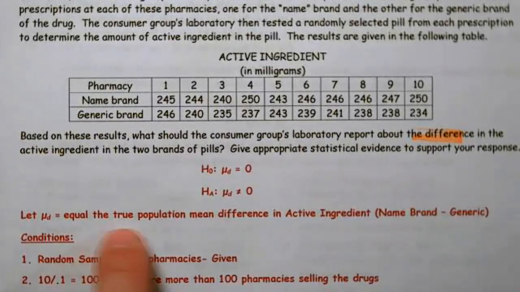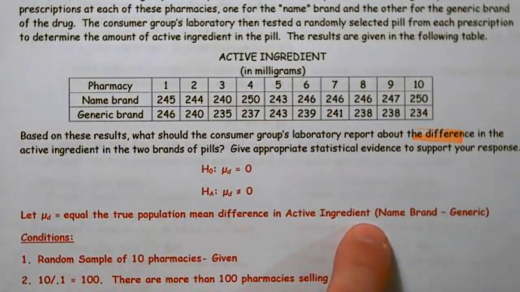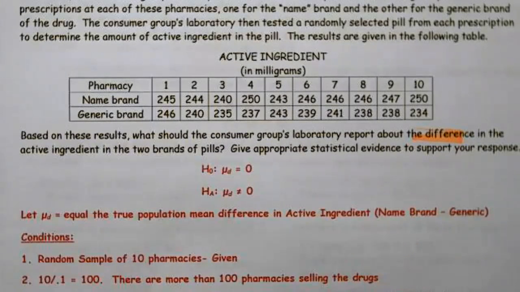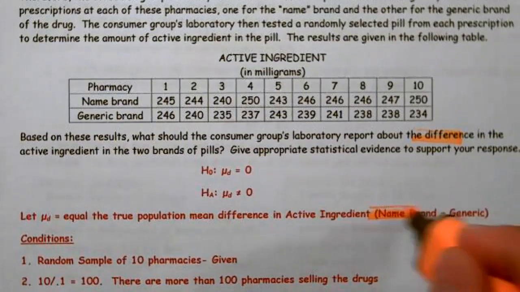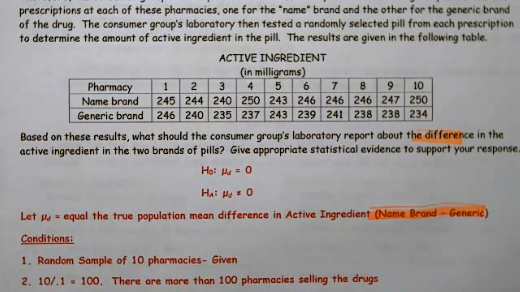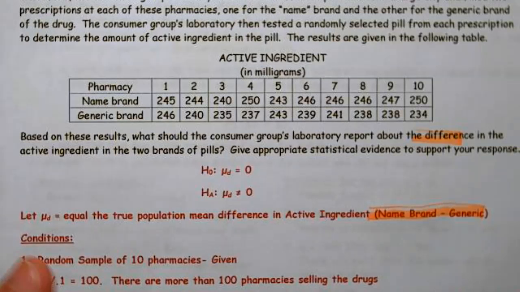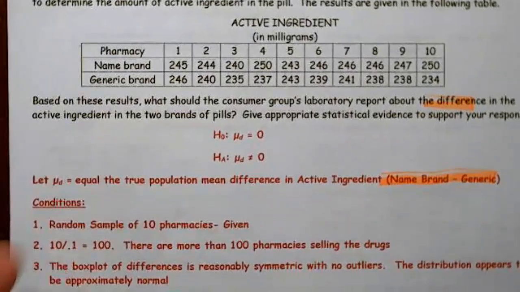μD equals the true population mean difference in active ingredient, name brand minus generic. It is absolutely critical for this particular test that you specify which way it is, which order you do it. So then we have conditions, random sample, and once again, if you would swap the order, that's fine as long as you run the entire test that way. Unless I tell you specifically, you can choose the order you want, just make sure you're consistent with it.